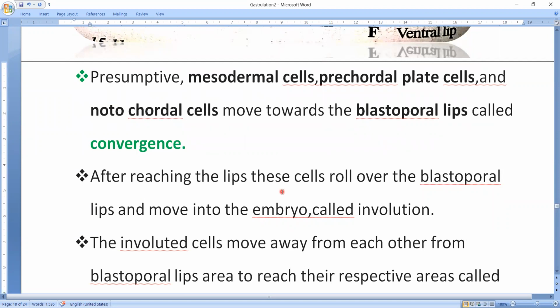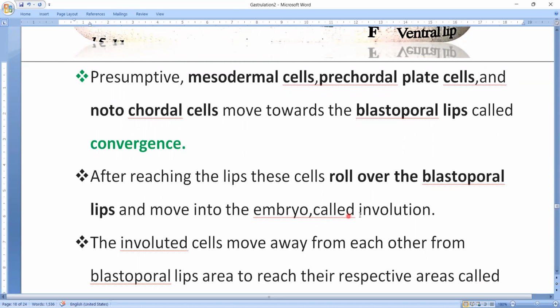And the cells that are far away come together and stop near the blastoporal lip. Actually after reaching the lips, these cells roll over the blastoporal lips and move into the embryo. So that process is called involution.